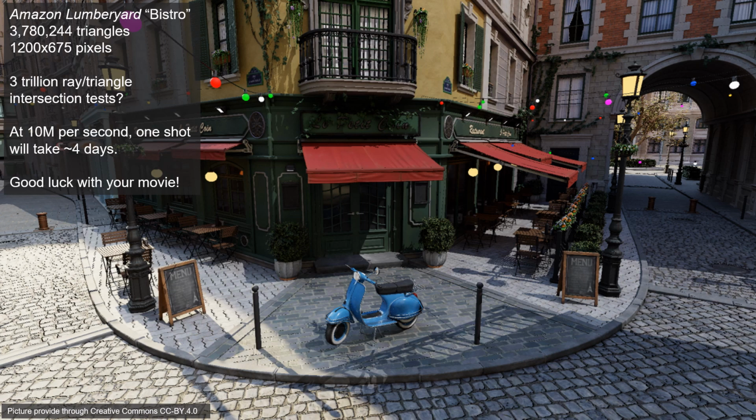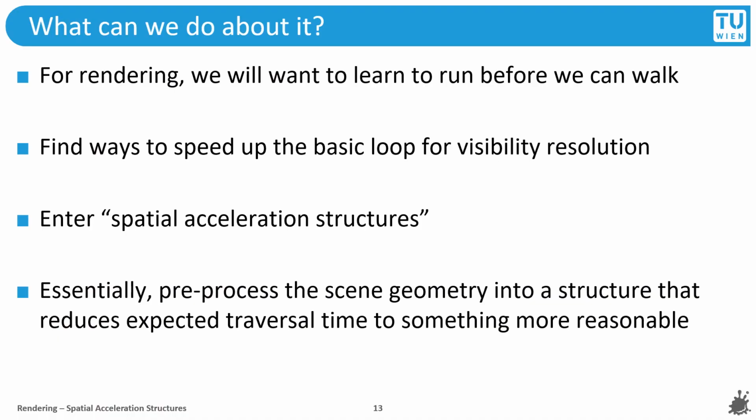So this is a nice example of a moderately complex scene. It's by Amazon Lumberyard. It's called Bistro, and it has close to 4 million triangles. And this image was rendered at the moderate resolution of 1200 by 675 pixels, which, if we use the previously declared render loop, sums up to about 3 trillion ray triangle intersection tests. And you can do some basic math with it, play with the numbers, but the bottom line is you will be waiting a very long time for a single frame to get rendered. And of course, if you are trying to do anything like an animation or a short movie, that is simply unacceptable. So what can we do about this?